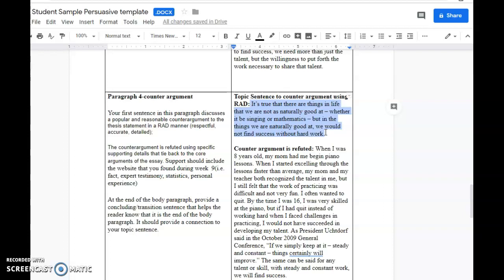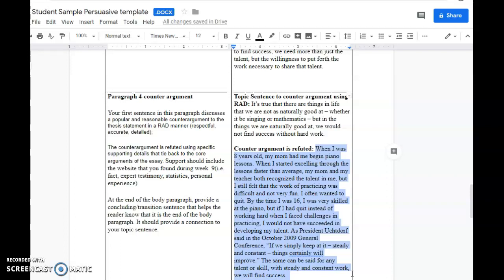"It is true that there are things in life that we are not as naturally good at, whether it be singing or mathematics, but in the things we are naturally good at, we would not find success without hard work." Okay? And then they have all of this that refutes or talks about how that thought is incorrect.